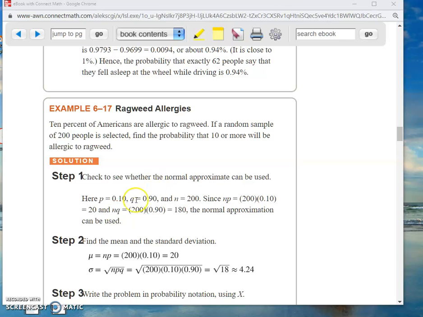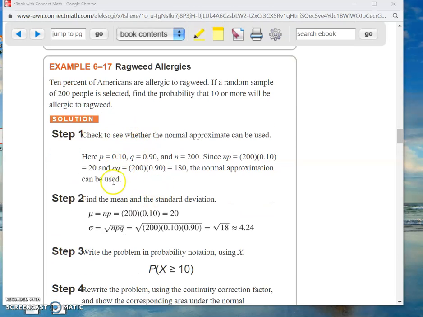Ragweed allergies. Okay. So here's another perfect example. This is ragweed allergies. Okay. 10% are allergic to ragweed. You could change this around a little bit to be appropriate or relevant to our current situation with COVID illnesses. Let's say instead of being 10% are allergic, you could say 10% are at risk. So you could easily change this into a problem that might be a little more topical for us.